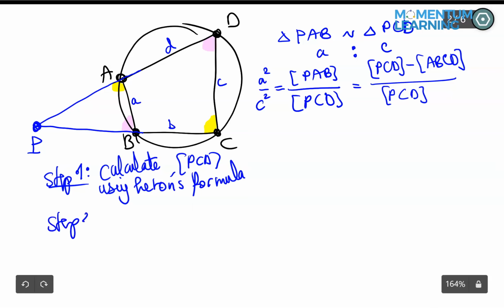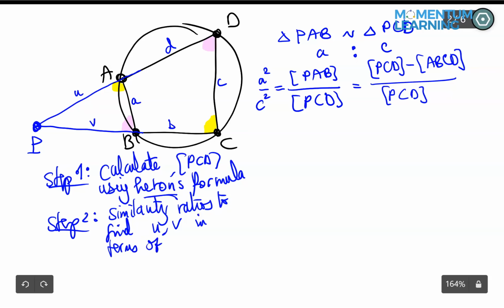Step two, we establish some similar triangles. So using similar triangles, for instance, let's call this one U and this one V. Find some relationships involving U and V as well, because that will be part of the side lengths of your Heron triangle PCD, right? Use similar triangles, like the similarity that we established earlier, similarity ratios to find U and V in terms of A, B, C, D. Alternatively, you could have used power of a point, which would lead you to the same result anyway. And that's it.